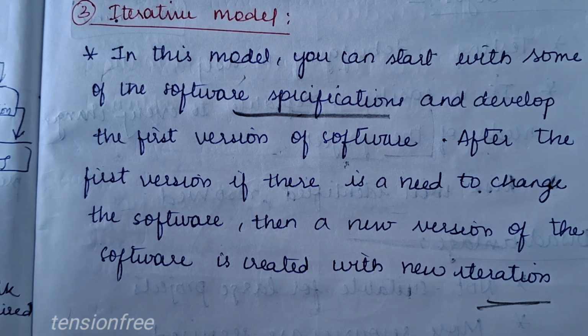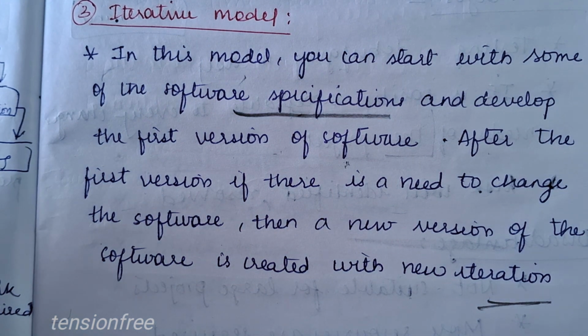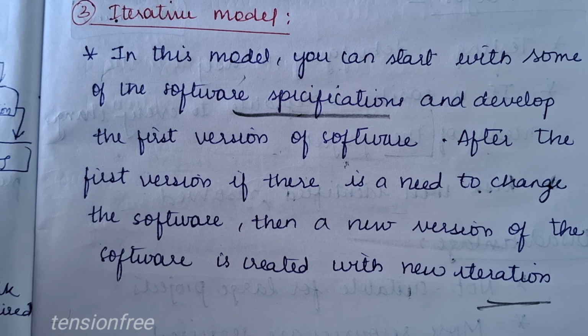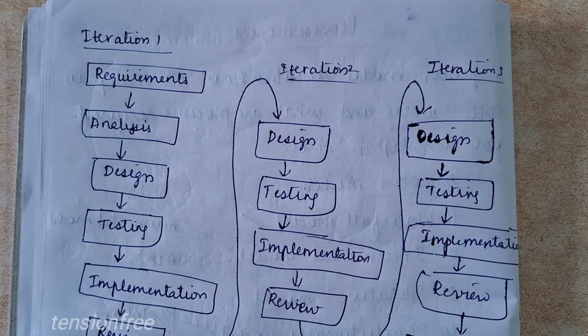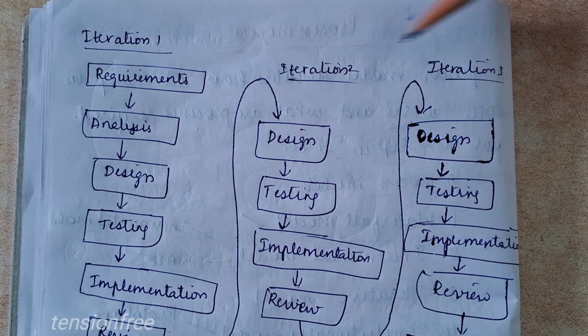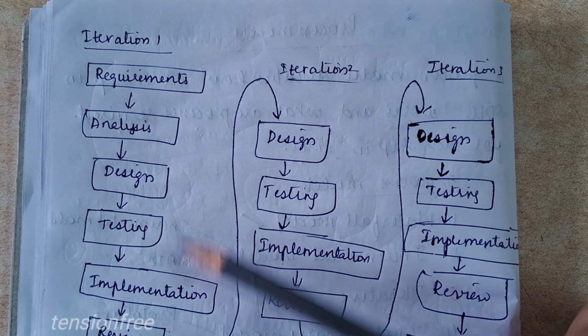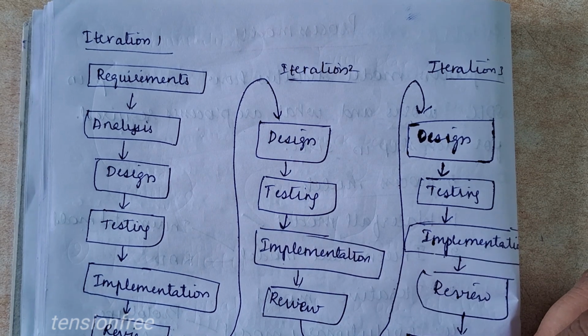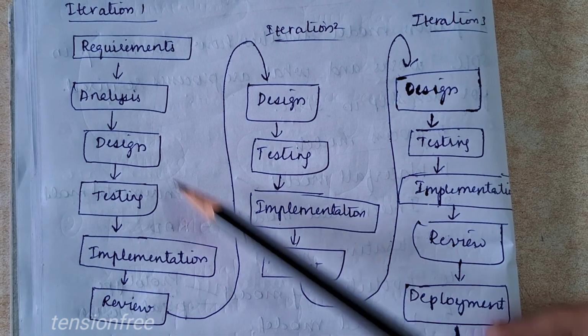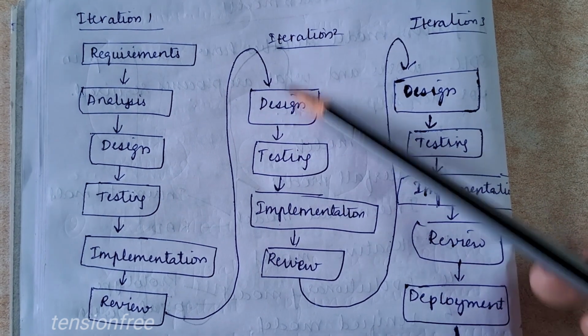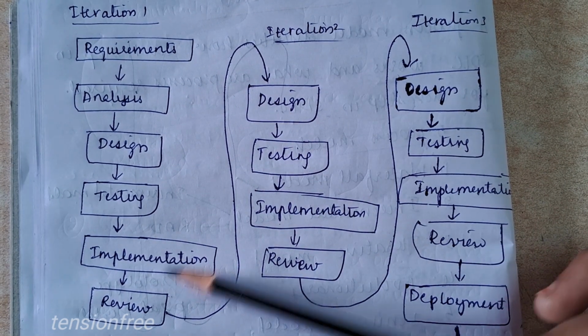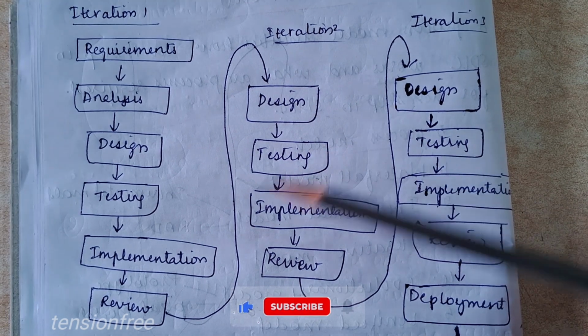If we have any changes to make in the first version of the software, those changes will be applied to that version, and then a new version is created with new iterations. The iterations are like iteration 1, iteration 2, iteration 3, and the output of each iteration will be the input to the next iteration. If there are any changes, they will be applied to this iteration, and so on.